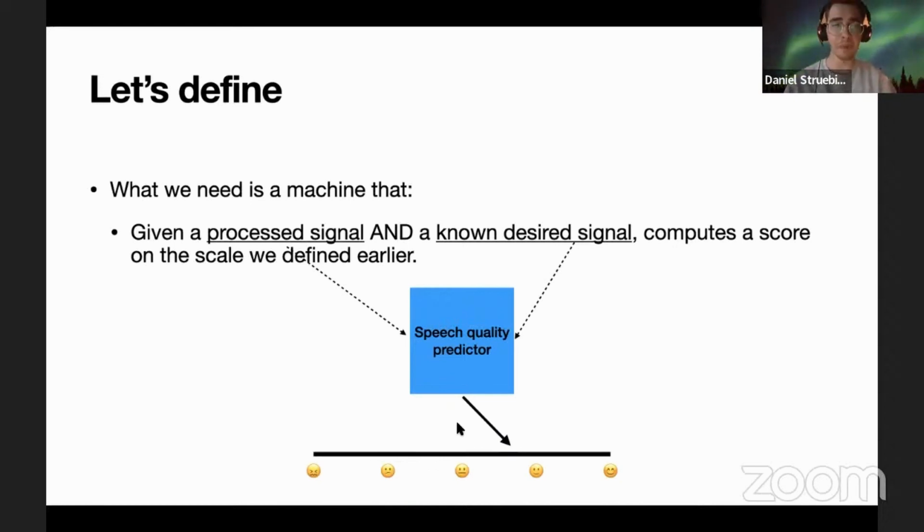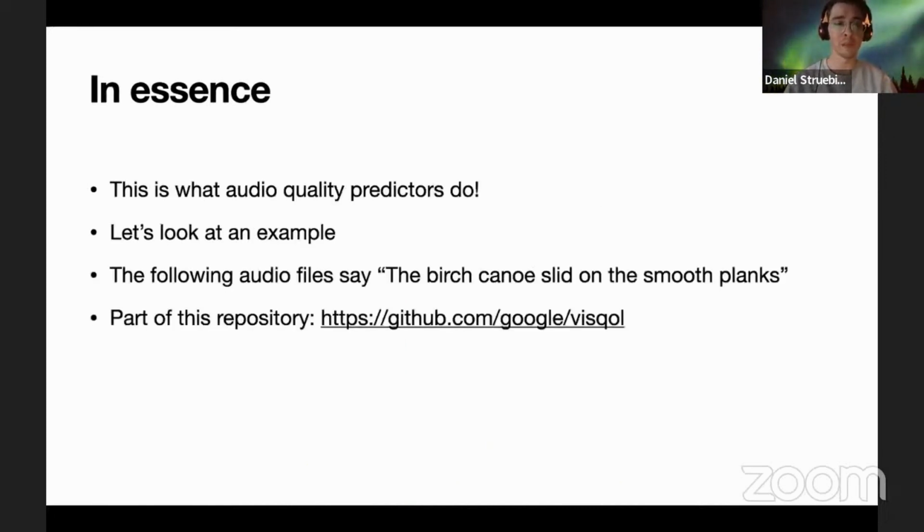And I hope that this makes sense. And if this known desired signal is a bit unclear to you for now, I will explain it in a second from now. So in essence, this is what audio quality predictors do.